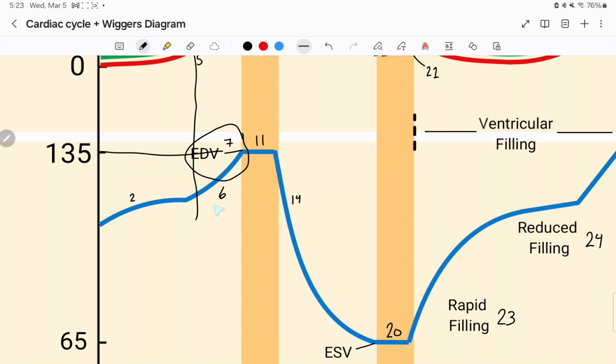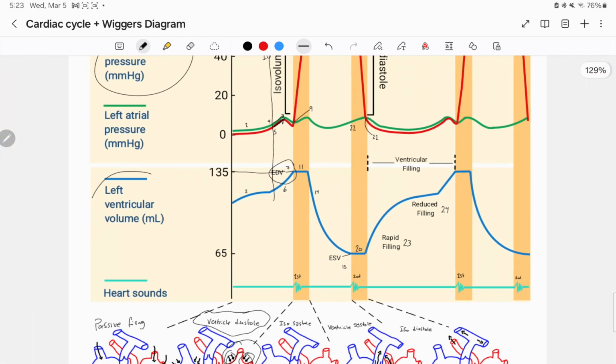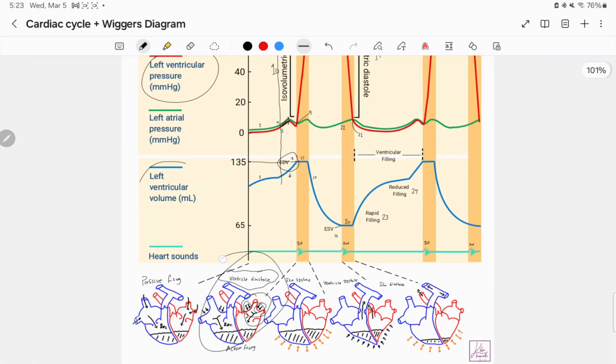And the EDV is just the volume of blood in the ventricles after a full atrial contraction. Or you can say it's the volume of blood in the ventricles at the end of diastole, because this phase occurs at the end of ventricular diastole.